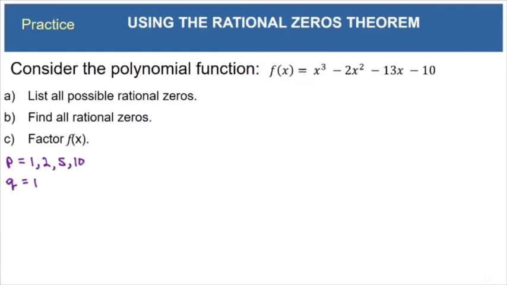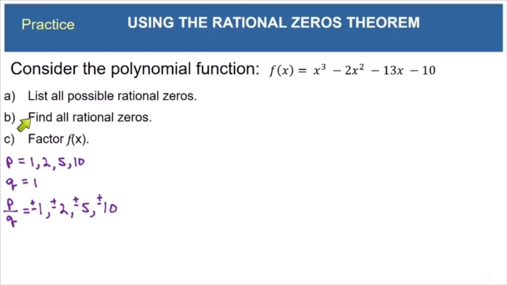All right, now the possible rational zeros are all of the possible P over Q combinations we can make. So you cannot leave your list in this form and say, well, these are my possible rational zeros. You're going to have to say P over Q is 1 over 1, 2 over 1, 5 over 1, 10 over 1, and then each of these could be positive or negative. So we actually have 8 possible rational zeros here.